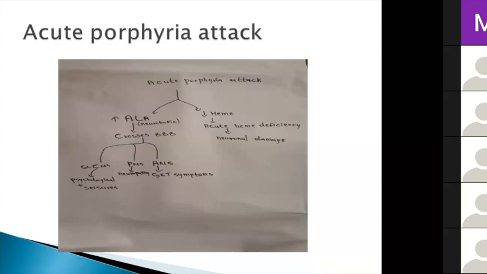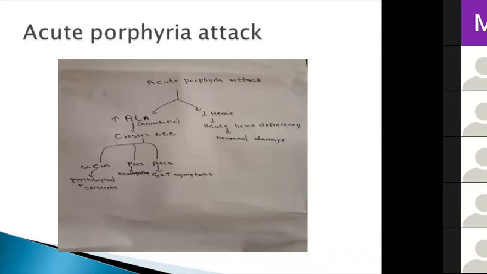It crosses the blood-brain barrier and damages the neuronal as well as glial cells. It affects the central nervous system, leading to psychological symptoms mainly. There may be seizures and even coma. It also affects the peripheral nervous system. This explains the neuropathy that these patients may have during an acute attack. It also affects the autonomic nervous system, and this explains the GIT symptoms that these patients usually present with, as well as the cardiovascular symptoms.